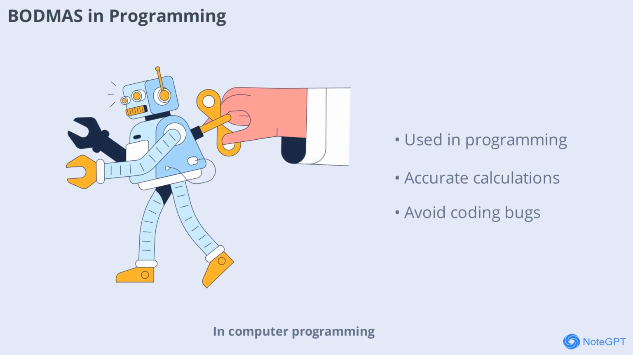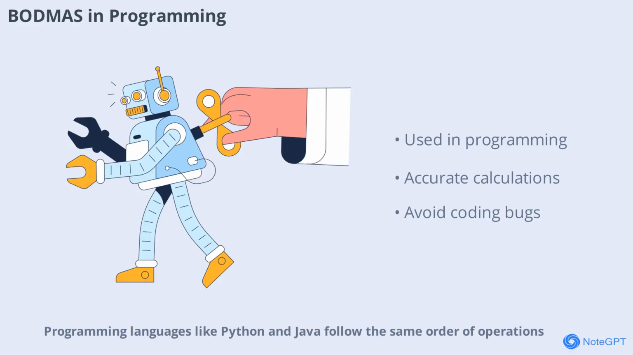In computer programming, BODMAS is used to ensure calculations are performed correctly. Programming languages like Python and Java follow the same order of operations. If you write an expression in code, the computer will use BODMAS to solve it. Understanding this helps you write accurate programs and avoid bugs. BODMAS is truly a universal rule, even in technology.